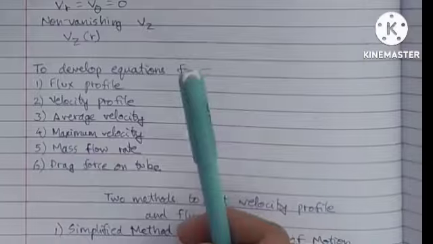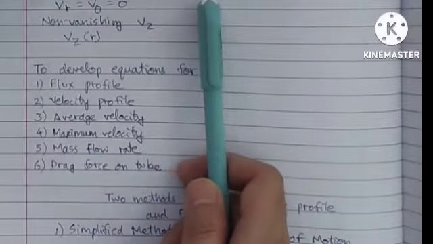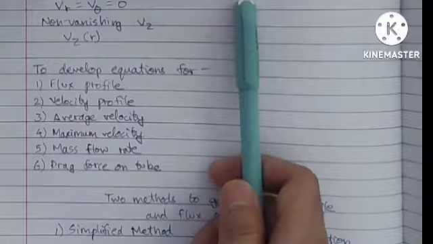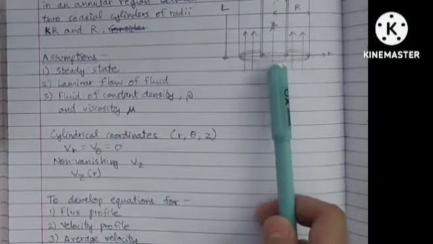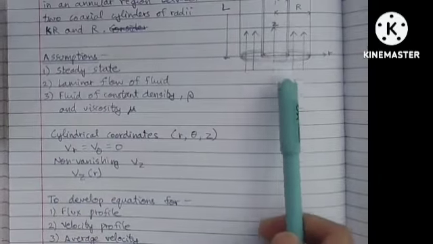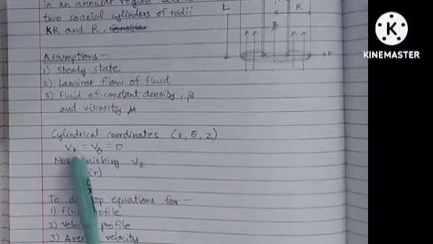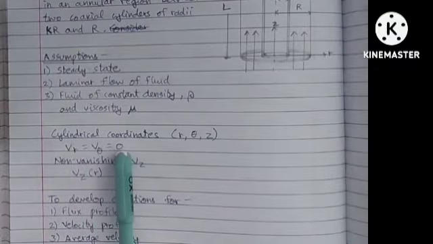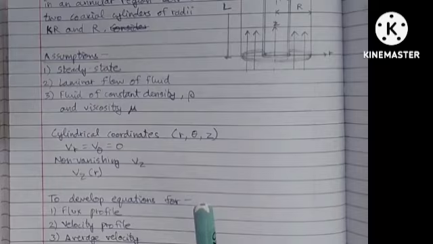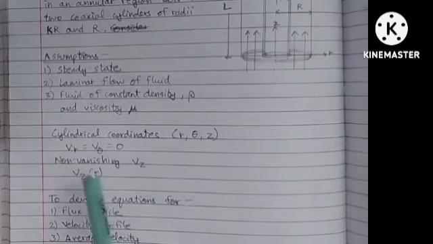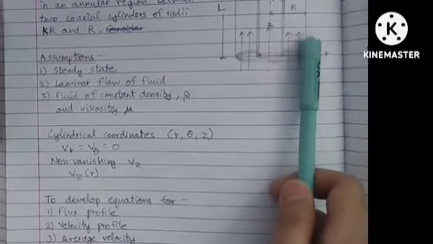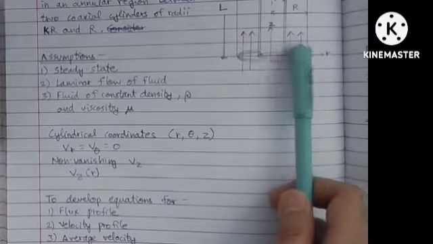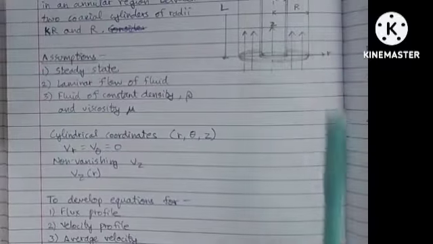We are selecting cylindrical coordinates to derive the equations, that is r, theta and z direction. Here, velocity is only in z direction. In r and theta direction, velocity is 0, that is Vr is equal to V theta, which is equal to 0. The only non-vanishing velocity is Vz, and Vz is changing only with r. That is Vz profile is changing with r, it is not depending on theta or not changing with z.